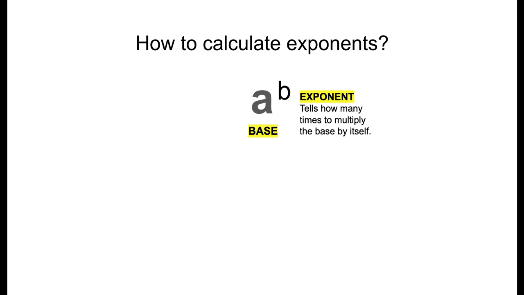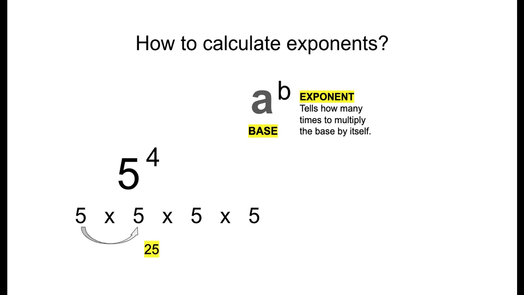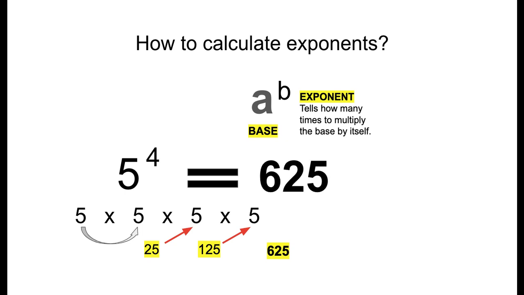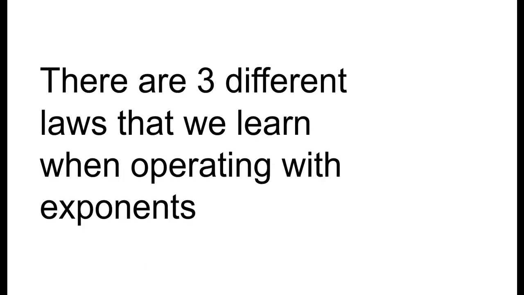So if our exponential term here was 5 to the fourth power, then that would mean that we would have to say 5 times 5 times 5 times 5. So we would take first 5 times 5 and we get 25. Then we take that number and multiply it by 5 and we get 125. And then we take that number and multiply it by 5 and we get 625. So we can conclude that 5 to the fourth power equals 625.